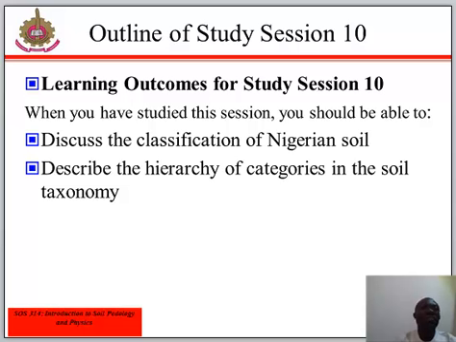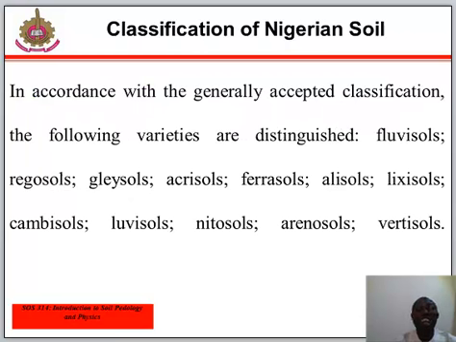Learning outcomes for this study session. When you have studied this session, you should be able to discuss the classification of Nigerian soil, and lastly, describe the hierarchy of categories in the soil taxonomy.